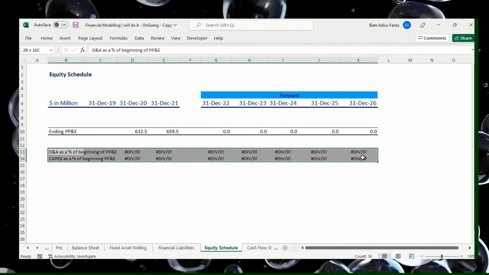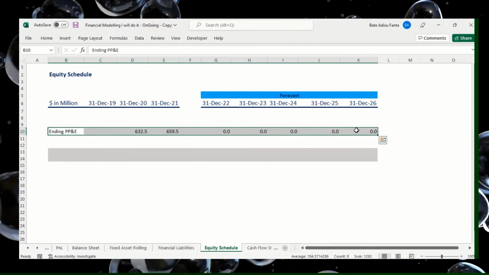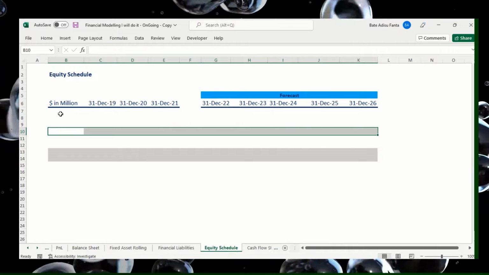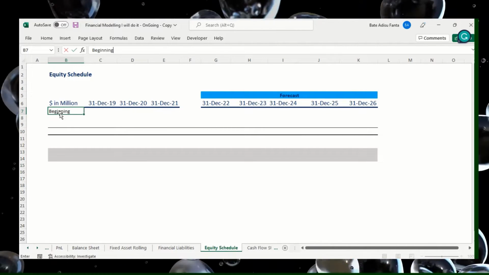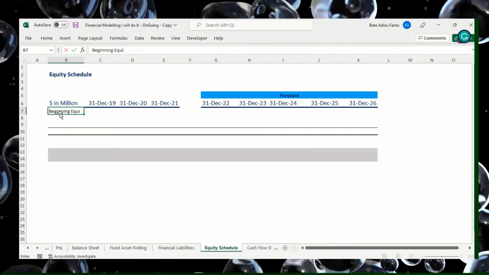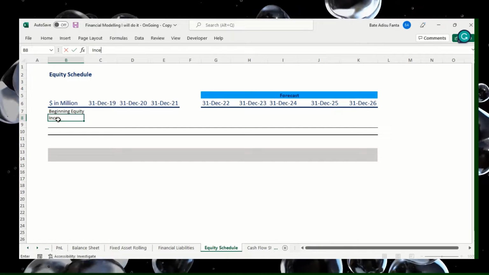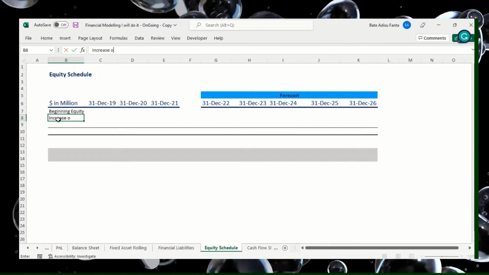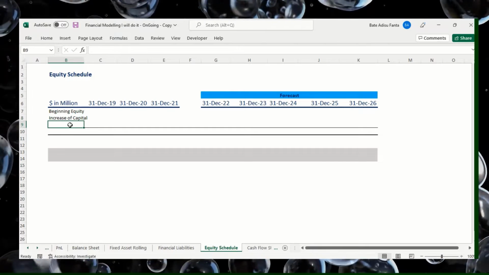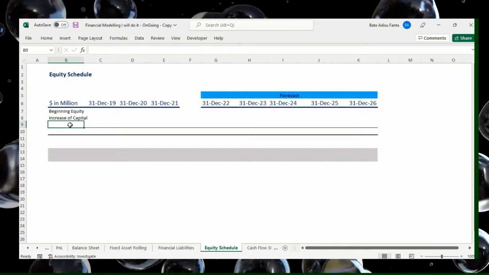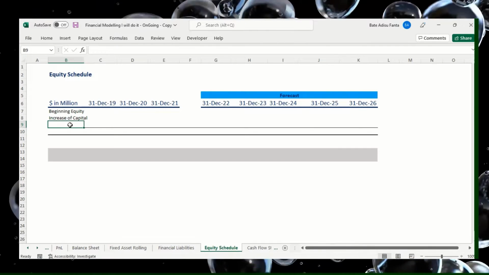I also do not need this one. I also do not need the ending PPD as well. Here we write beginning equity, then comes increase of capital, which can be any additional paid in capital by the shareholders or by the owners of company.